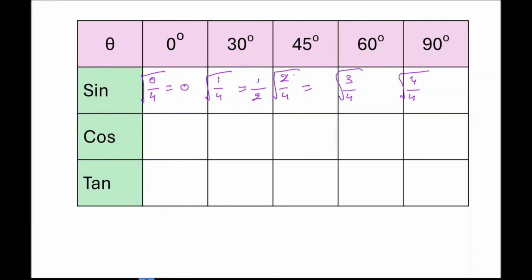So 2 by 4 is 1 by 2. Root of 1 is 1. Root of 2 is root 2. Root of 3 is root 3. Root of 4 is 2. 4 by 4 is 1 and root of 1 is 1. This is how you need to remember that.